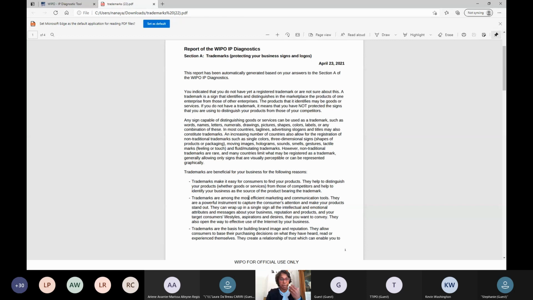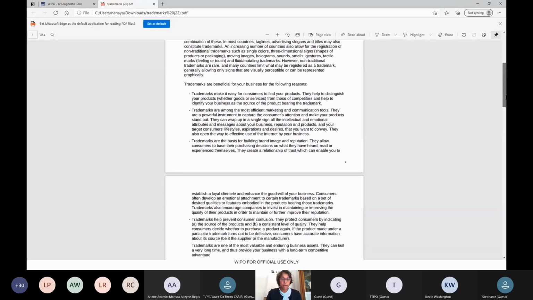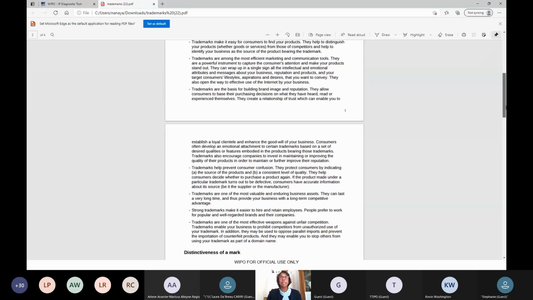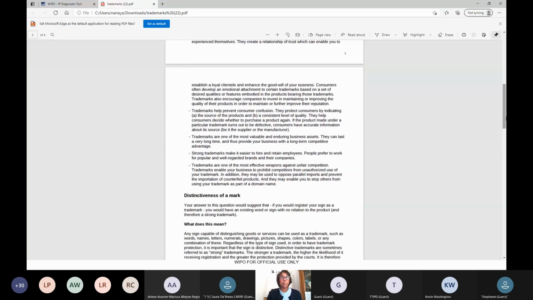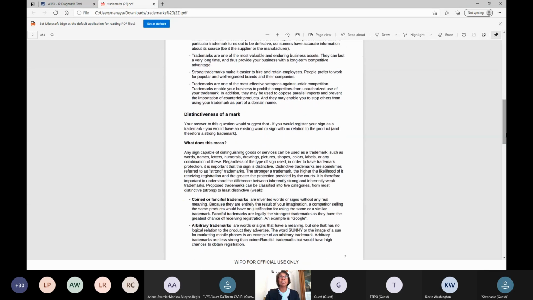And then it explains to you why trademarks are beneficial for your business. It talks about how it makes it easy for consumers to find your products. It's an efficient marketing and communication tool. It's the basis of building a brand image. It establishes a loyal clientele. It prevents consumer confusion, etc. And then it goes on to talk about the distinctiveness of a mark.